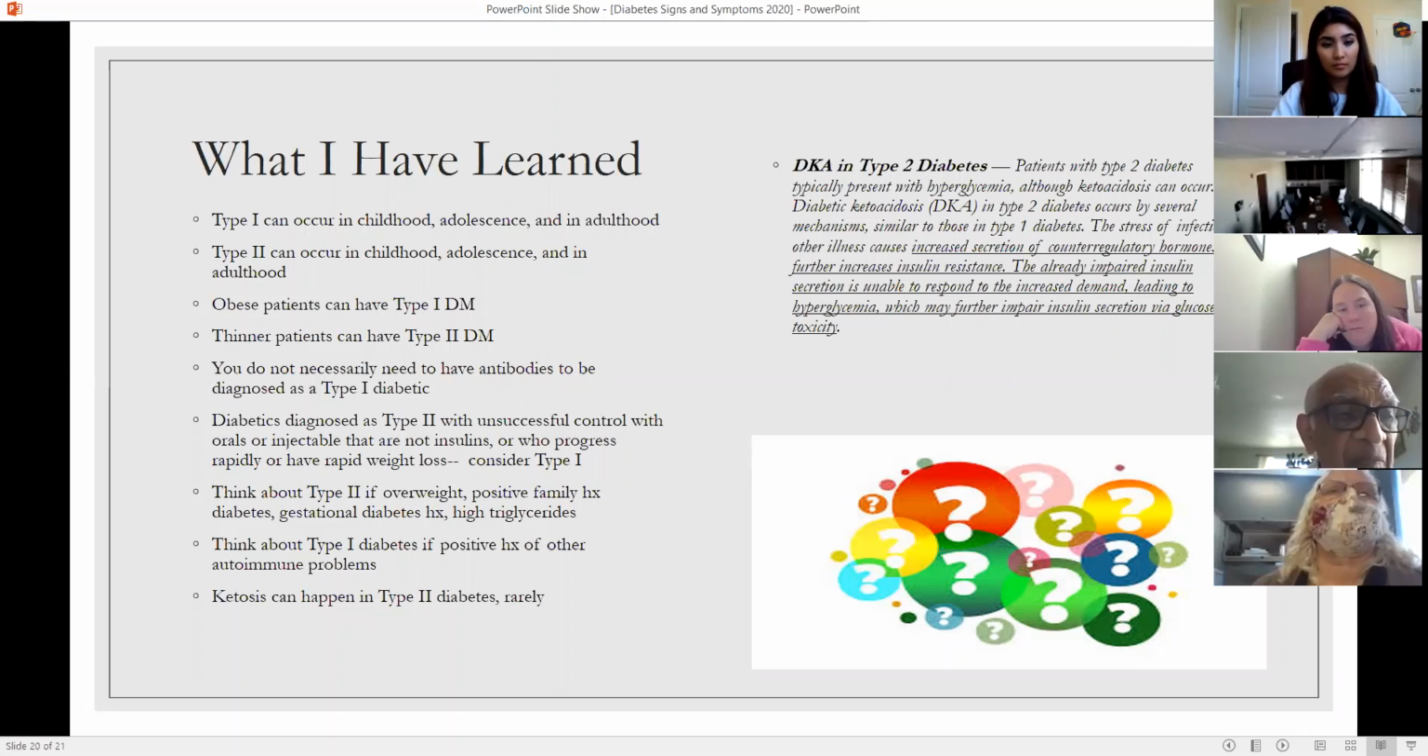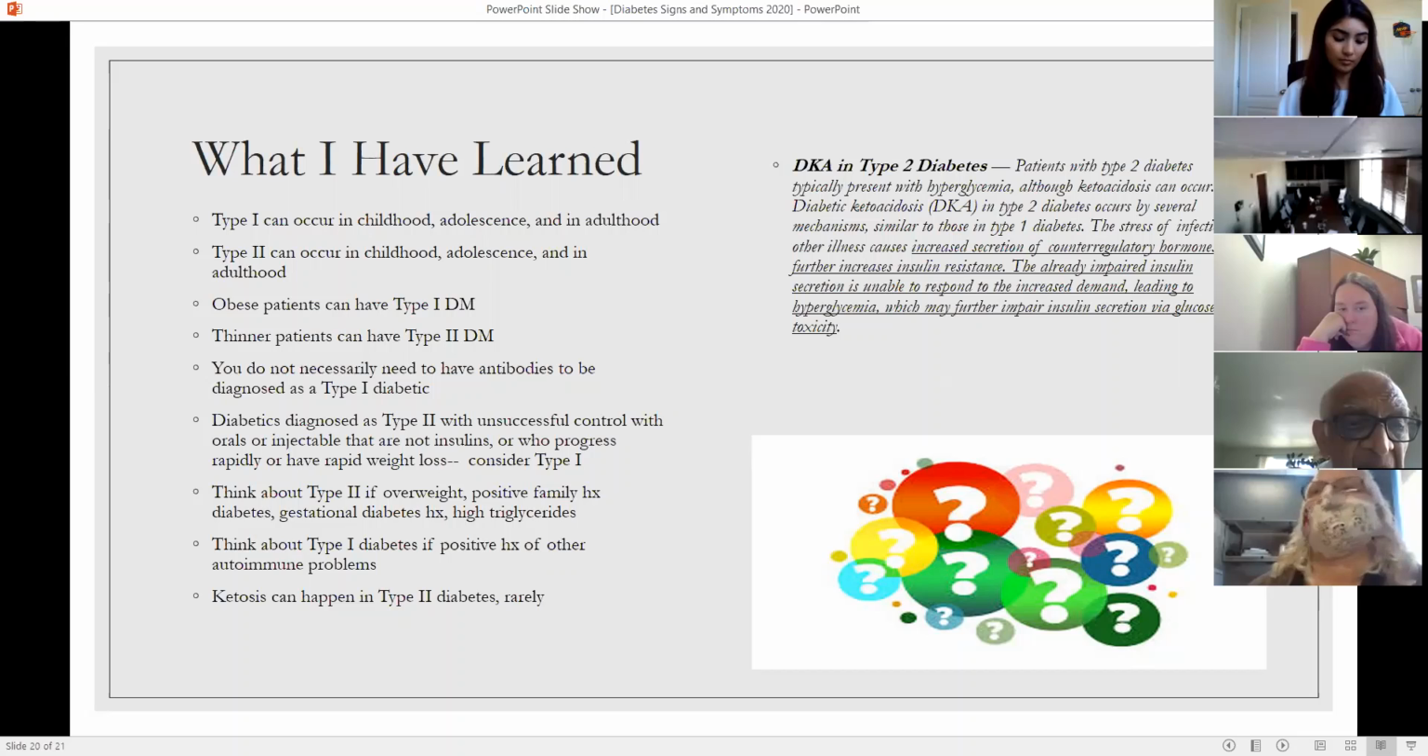If you have a type 2 who's diagnosed and they just can't get controlled on orals or injectables that aren't insulins, and progress more rapidly with weight loss, you may want to think about maybe they have type 1. Maybe they were in the honeymoon phase for a little while and actually have type 1. Type 2, I more think of slow progression to diagnosis, maybe patients who have a lot of family history of type 2, a gestational diabetic patient or had gestational diabetes in the past, and patients who are type 2 generally have high triglycerides too.